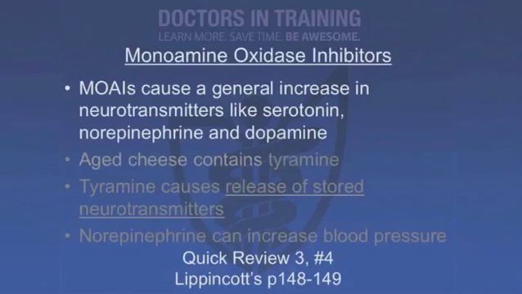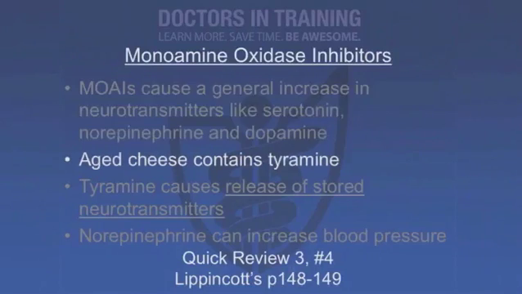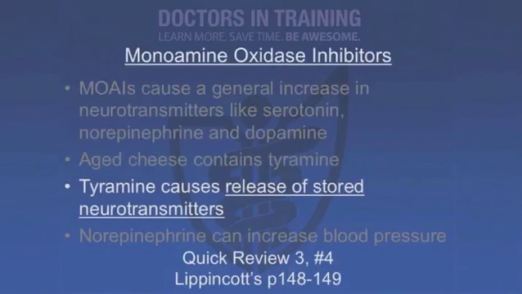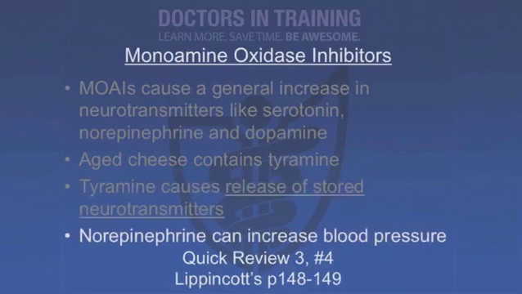How does eating aged cheese while taking an MAOI cause hypertension? As we just mentioned before, MAOIs cause a general increase in neurotransmitters like serotonin, norepinephrine, and dopamine. Aged cheeses contain tyramine, and tyramine causes release of stored neurotransmitters. So that norepinephrine can then increase blood pressure. Next, a 32-year-old bipolar patient presents with a stiff neck and a feeling of restlessness.